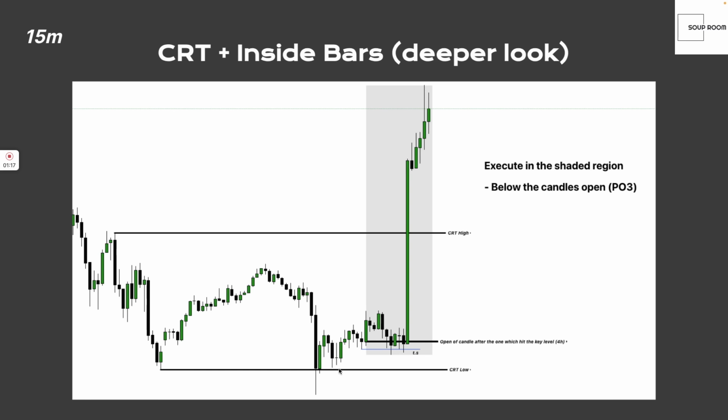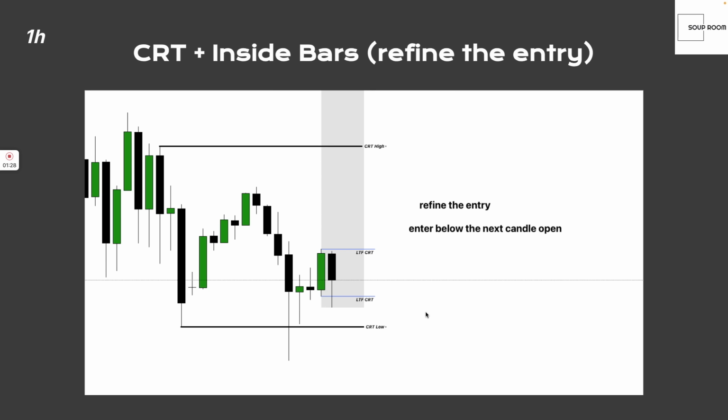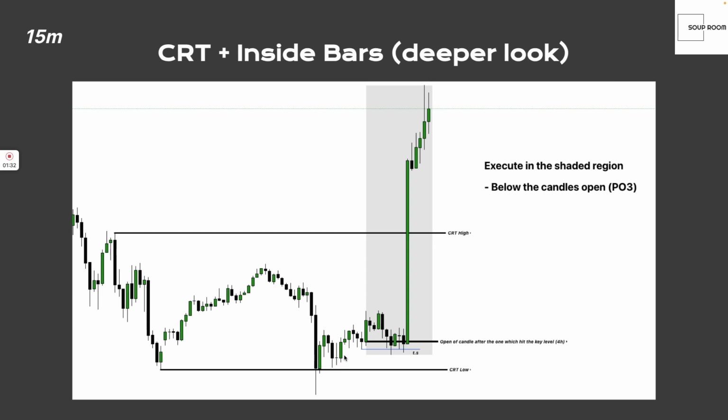Since we are bullish, as we wicked below the range low, we want to be buying below this range low, which just so happens to be aligned with the lower time frame CRT, which is exactly where this turtle soup takes place. Entry long, targeting the opposing end of the CRT range.